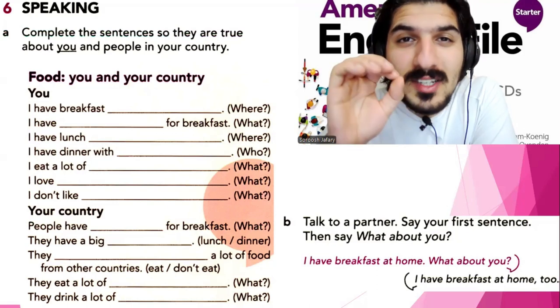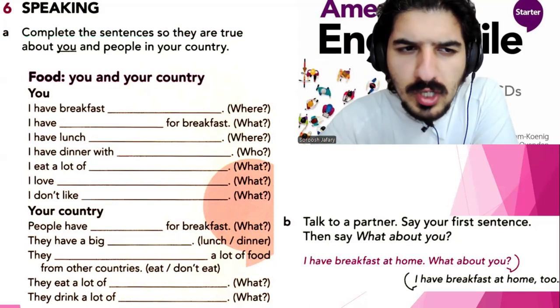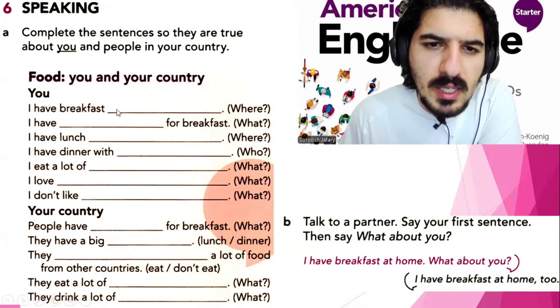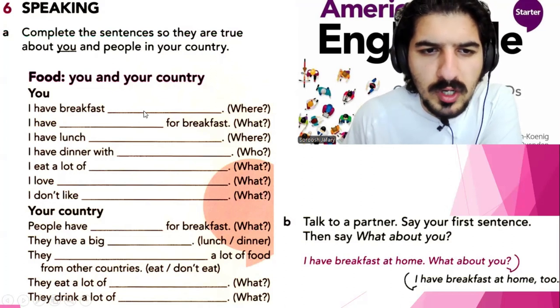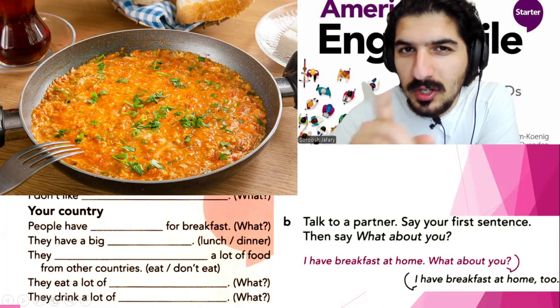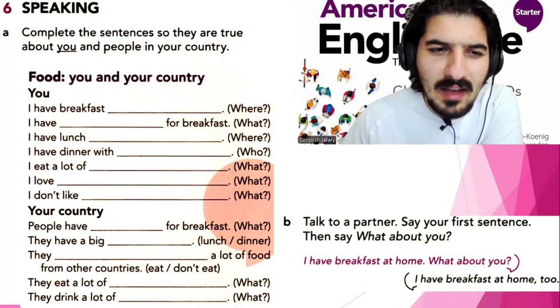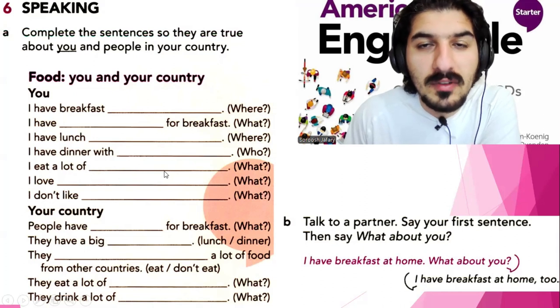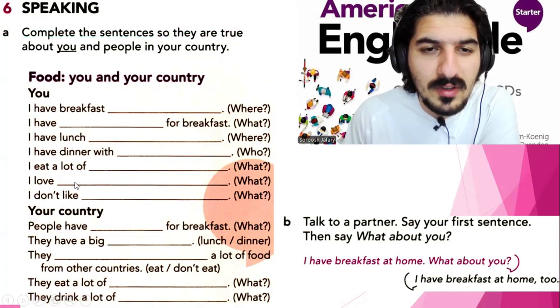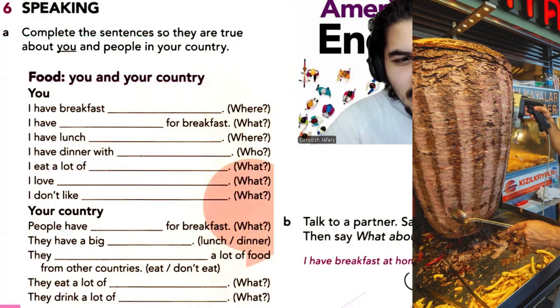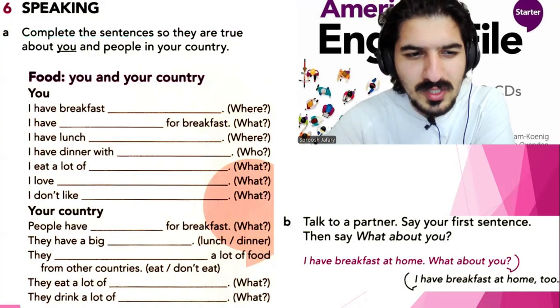You know the difference. Time to really speak. Everybody first, take your time. No rush. Food, you and your country. For example, I have breakfast at work. I have menemen, the Turkish omelet for breakfast. I have lunch at work. I have dinner with my family. I eat a lot of meat. All right, I love kebabs, especially doner kebabs. Very good. I don't like fish, of course.